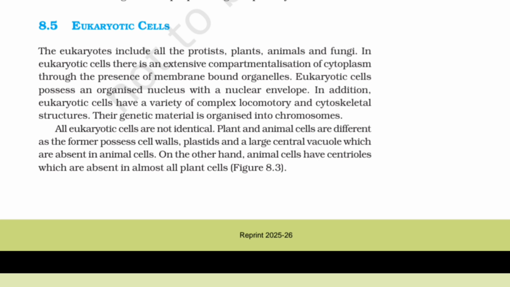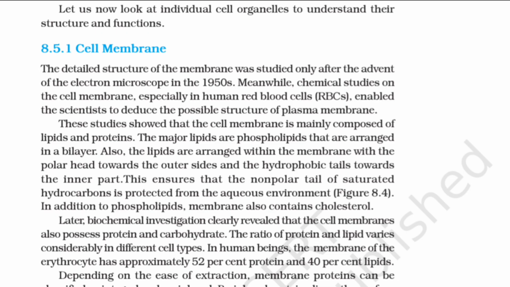All eukaryotic cells are not identical. Plant and animal cells are different, as the former possess cell walls, plastids, and a large central vacuole, which are absent in animal cells. On the other hand, animal cells have centrioles, which are absent in almost all plants. So let us now look at individual cell organelles to understand their structure and functions.